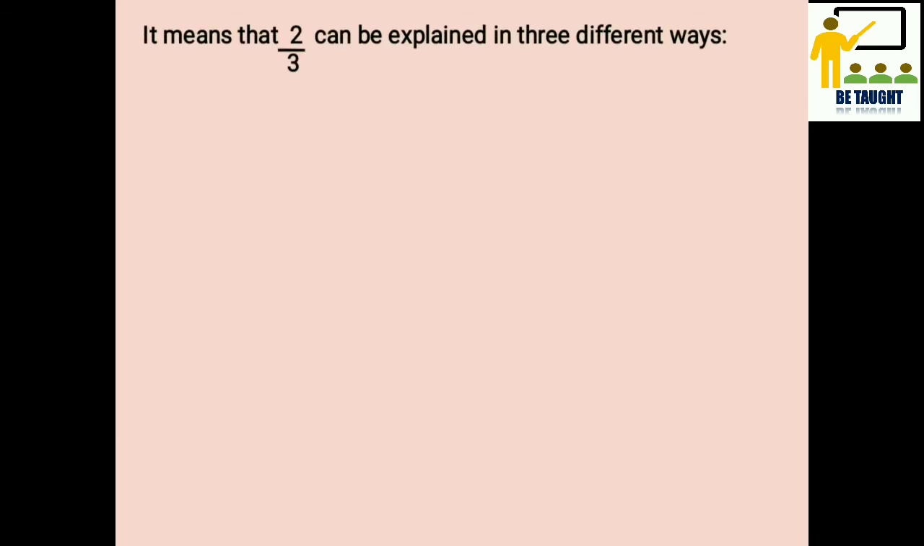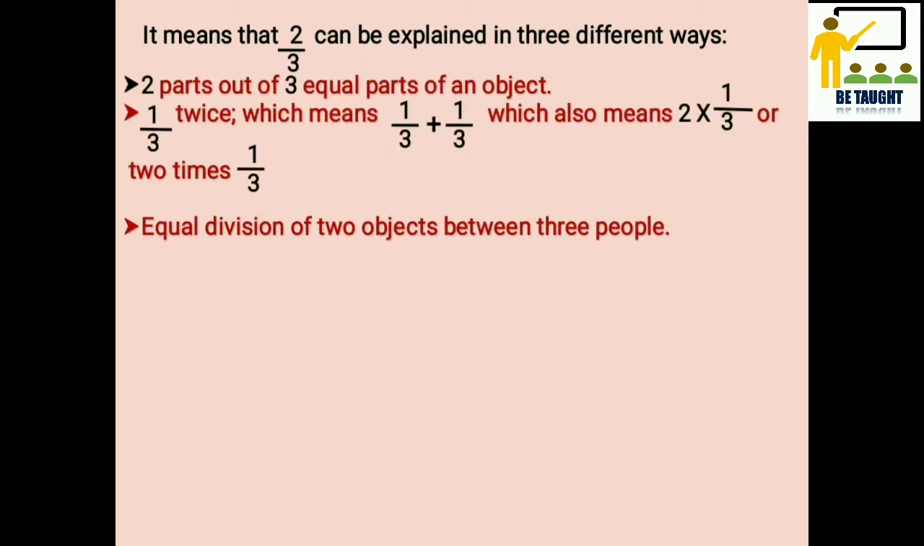It means that 2 upon 3 can be explained in 3 different ways. Let us see the first one. 2 parts out of 3 equal parts of an object. The second one is 1 upon 3 twice, which means 1 upon 3 plus 1 upon 3, which also means 2 multiplied by 1 upon 3, or 2 times 1 upon 3. And the third is equal division of 2 objects between 3 people.